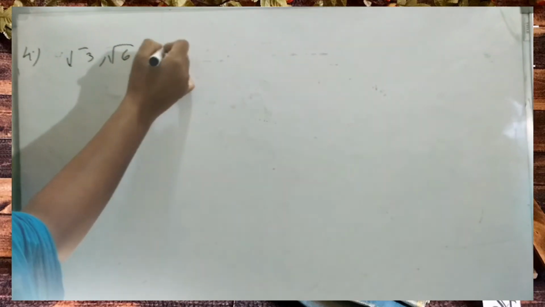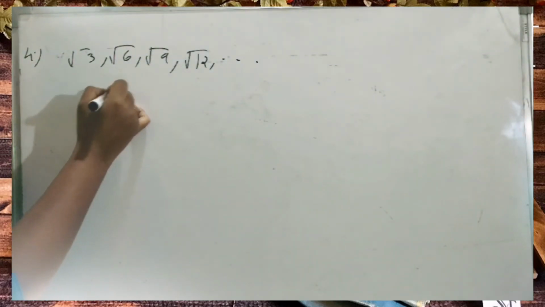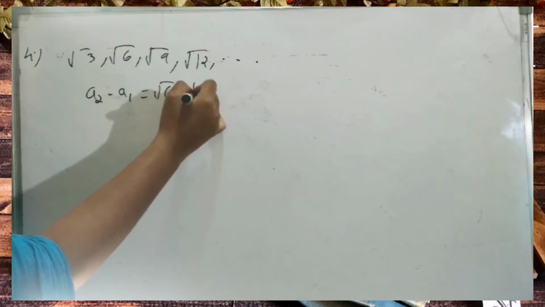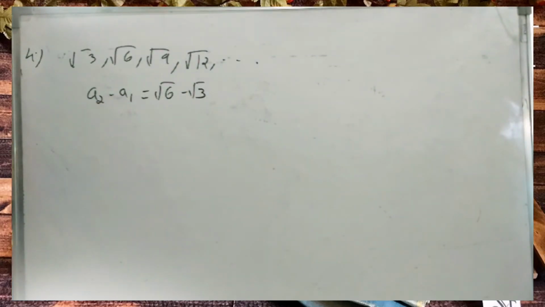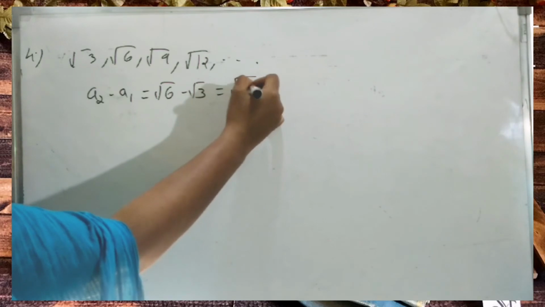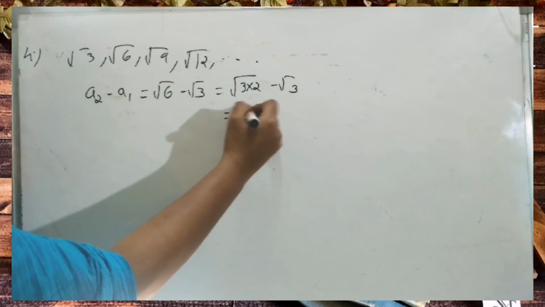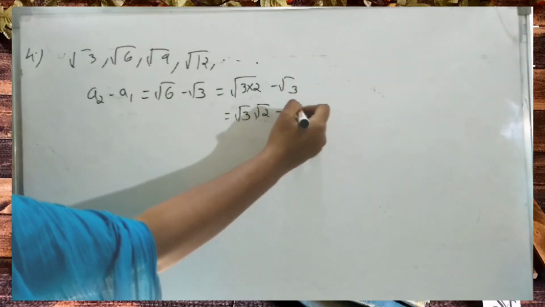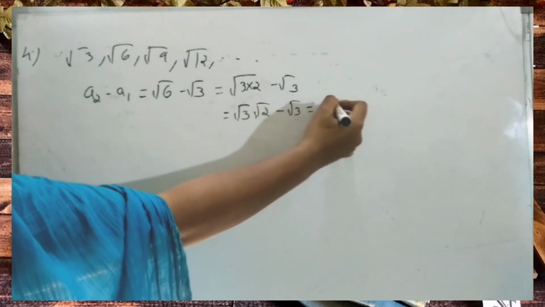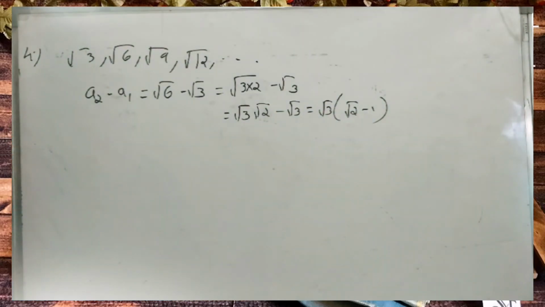Root 3, root 6, root 9, root 12, etc. So a2 minus a1 is equal to root 6 minus root 3. And this root 6 we can write as root of 3 into 2 minus root 3. And this is equal to root 3 into root 2 minus root 3. Now take root 3 common. Then it is root 3 into root 2 minus 1.